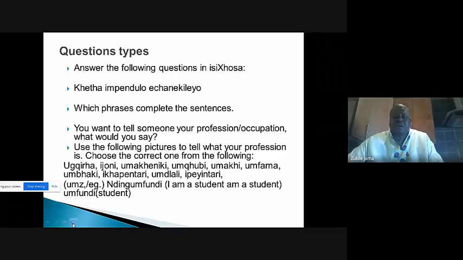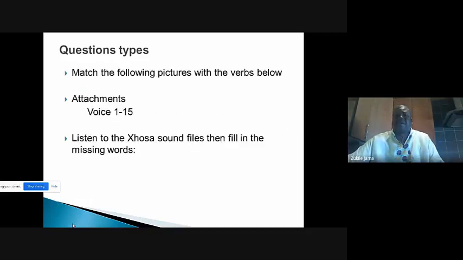So you always have these assessments. Some questions where they've got to match. There's also another assessment where you give them pictures, and you'd say they must pretend that they are the person in that picture. So they have to tell you that this is what they do, this is their profession. So in this case, you begin to make the students apply their language skills.